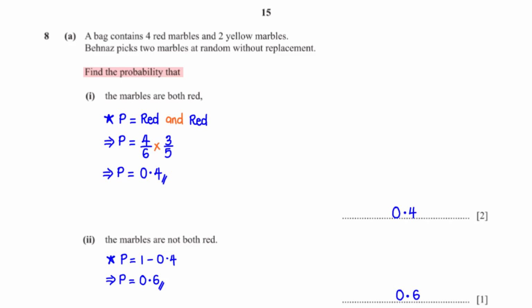Find the probability that the marbles are not both red. The sum of the probability that both marbles are red and the probability that both marbles are not red must add up to 1. And so to get the probability that both marbles are not red, we subtract 0.4 from 1, which is equal to 0.6.